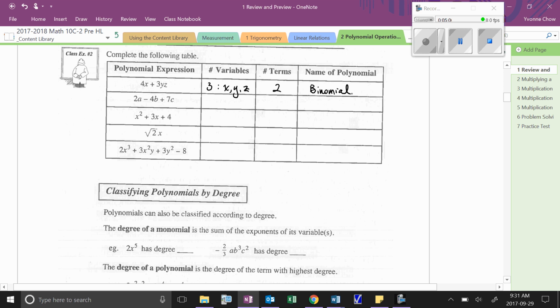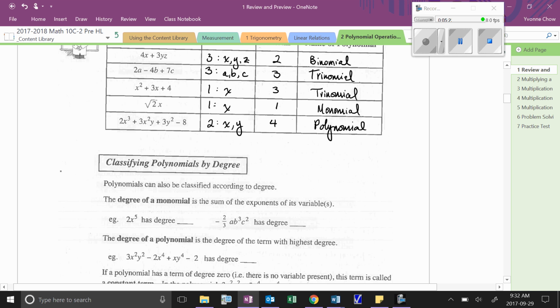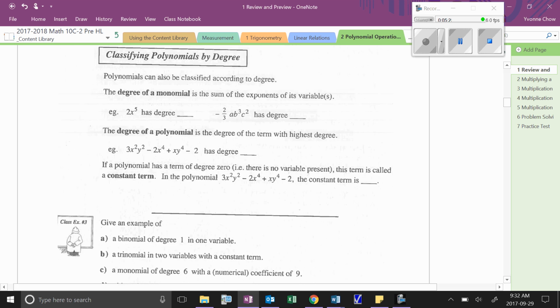So again, hit pause, complete the rest of the table, and come back and check it. So have a look at that table where we've filled in the number of variables, the number of terms, and the name of the polynomial, the name, of course, being based on the number of terms. So let's take a look, classifying polynomials by degree. So it depends on whether or not we're talking about a monomial or a polynomial with more than one term.